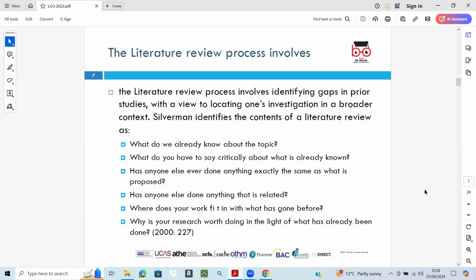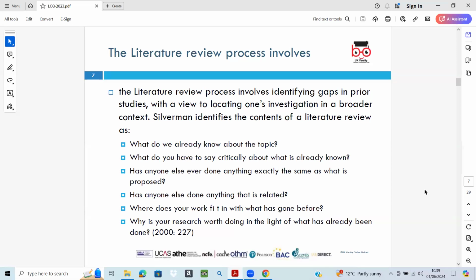The third one, has anyone else ever done anything exactly the same as what is proposed? So you can say that it's crucial to establish whether your proposed research has been done before to ensure originality. We need to look for studies that have exactly the same research question, methodology, and scope, and we need to determine if your study is replicating previous research to confirm findings.